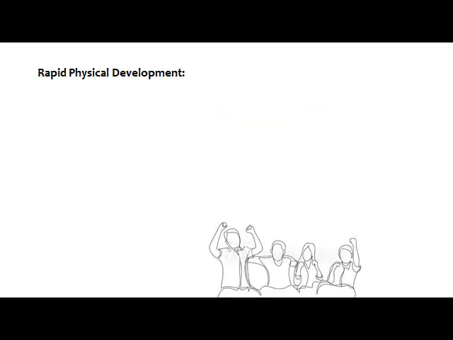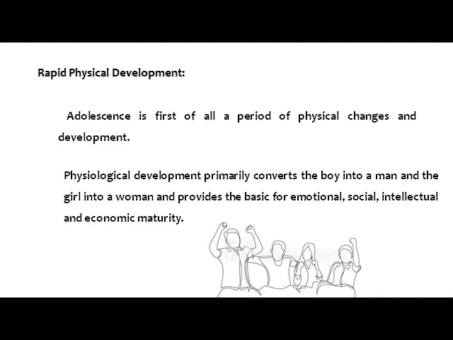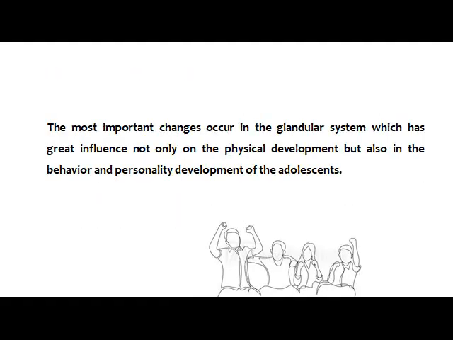Rapid physical development. Adolescence is first of all a period of physical changes and development. Physiological development primarily converts the boy into a man and the girl into a woman and provides the basis for emotional, social, intellectual and economic maturity. The most important changes occur in the glandular system, which has great influence not only on the physical development, but also on the behavior and personality development of the adolescents.